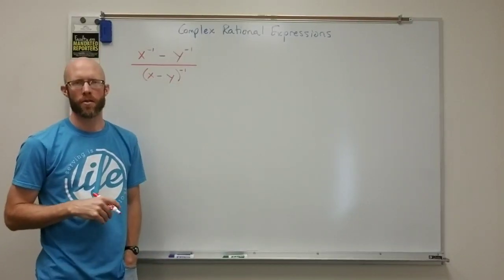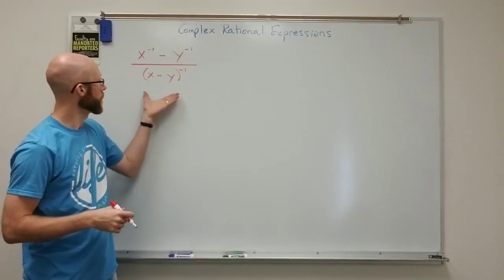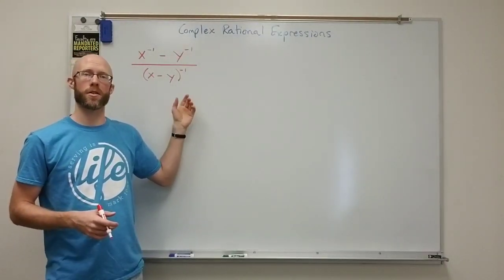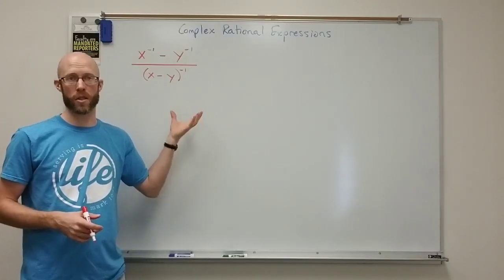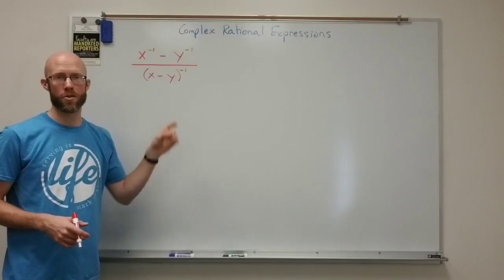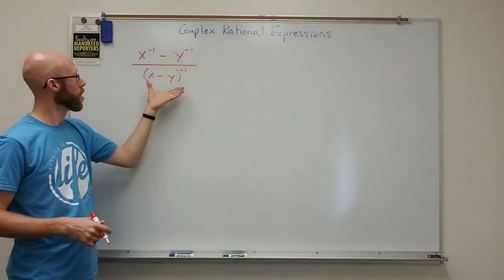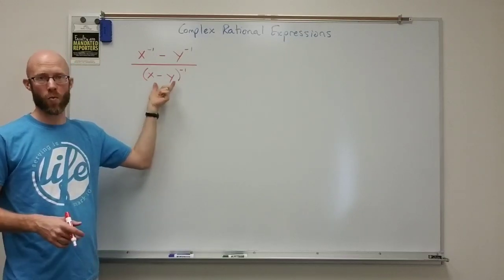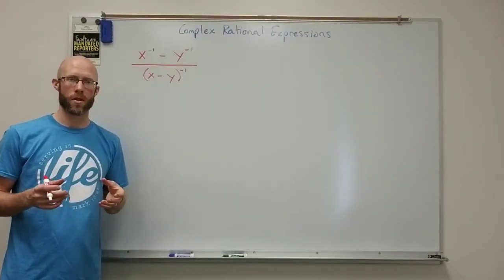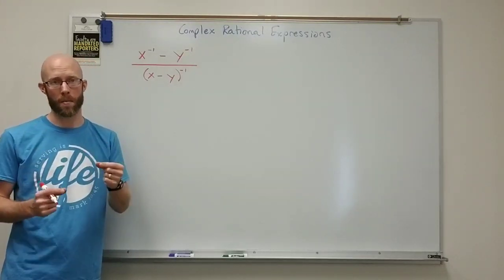So here we're going to look at another type of complex rational expression. One that, at first glance, doesn't seem to be a complex rational expression because it doesn't currently have fractions in it. However, it does have some negative exponents. You'll see x to the negative 1 minus y to the negative 1 all over the quantity x minus y to the negative 1. Remember, negative exponents can change to positive exponents when moved to a denominator.